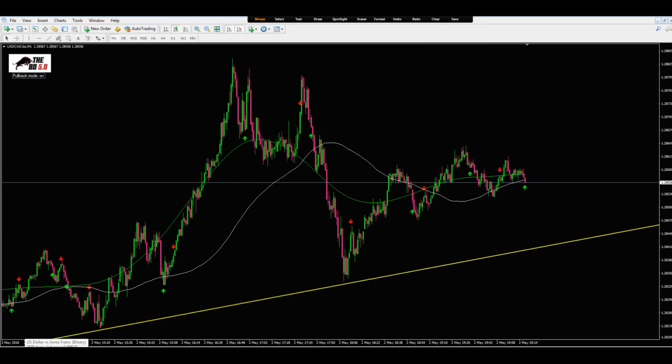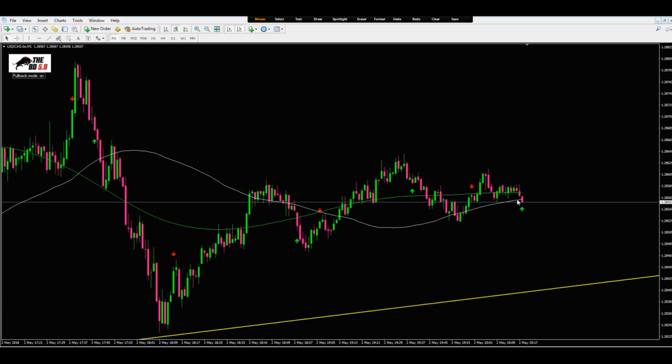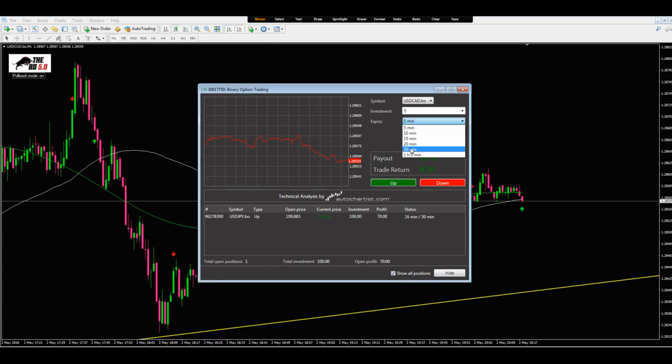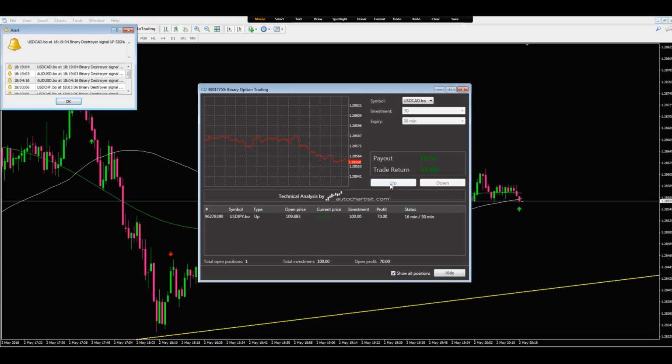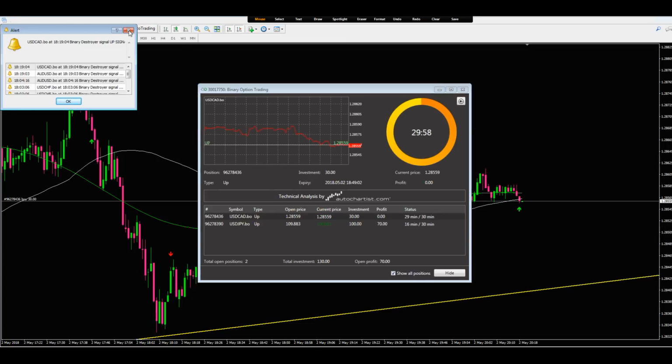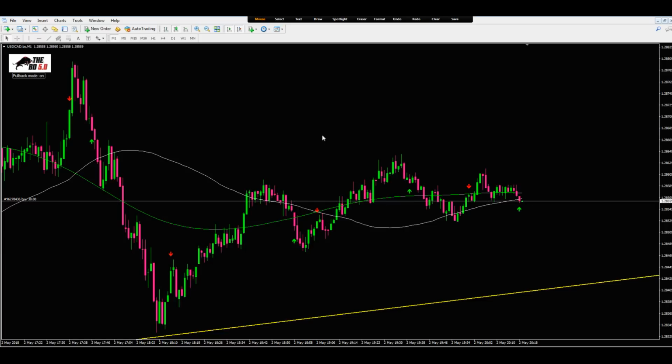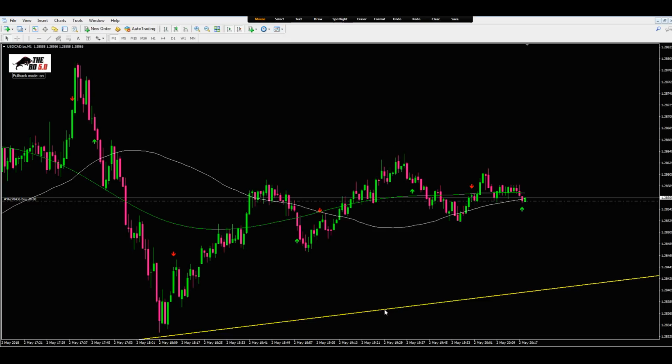So at the minute, we've got another signal here. I might take this trade. New order, USD CAD. I'm going to take that up, 30 minutes. There we go. So I've got into another trade on USD CAD. Now for me, this is a bit of a risky trade. Very risky trade.